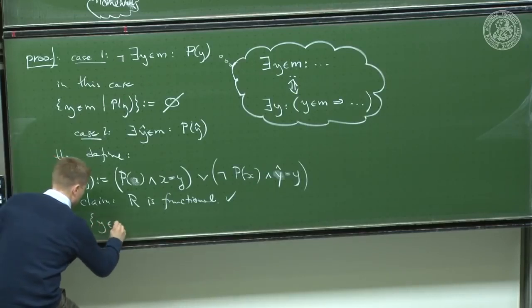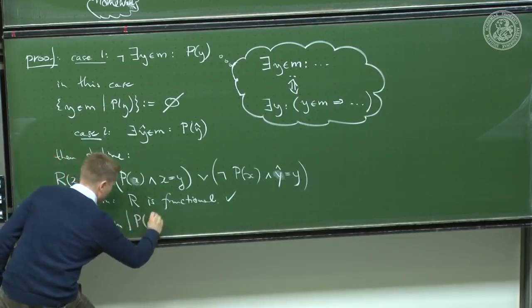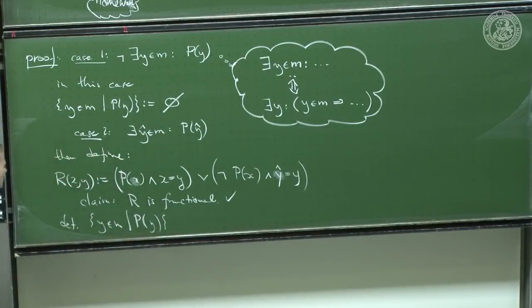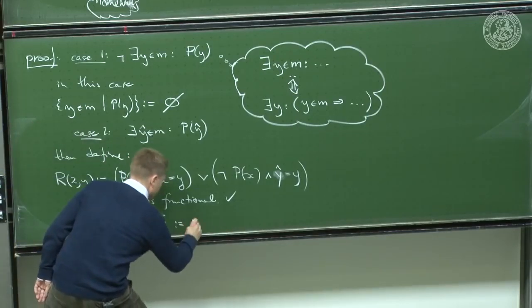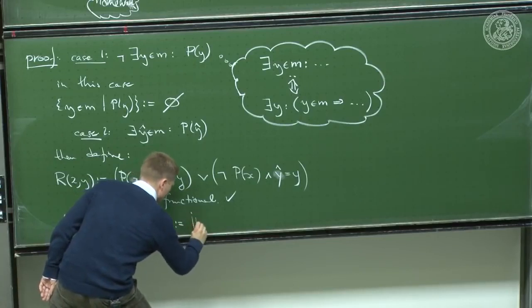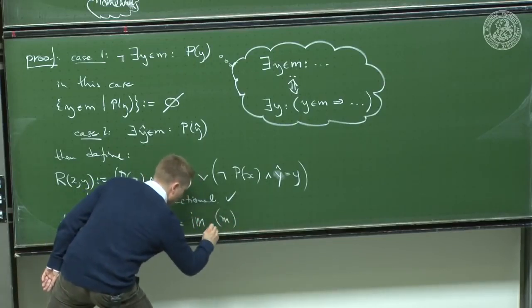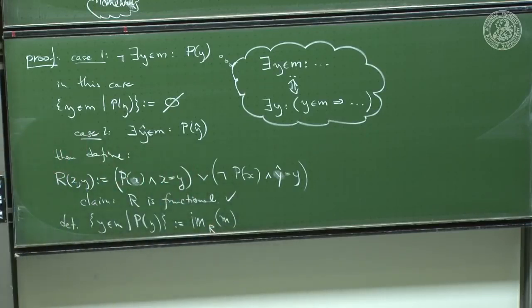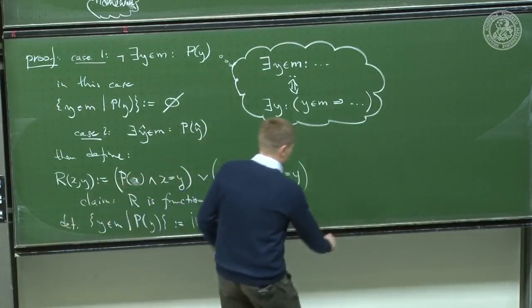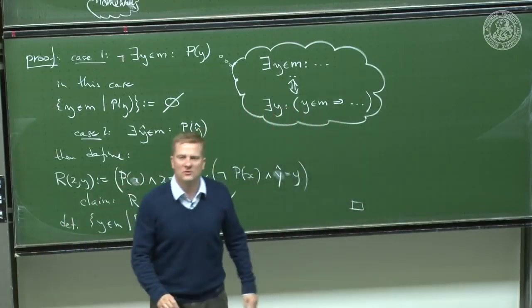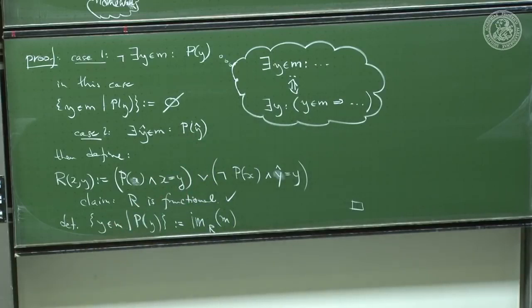And then we define the set of y in M for which P of y applies. You define it as the image of the set M under the functional relation R. And that's just my notation. I could write out what's written up there. Don't worry if you don't see it immediately. You've got to stare at the definition for a while, and then you understand this is absolutely correct.